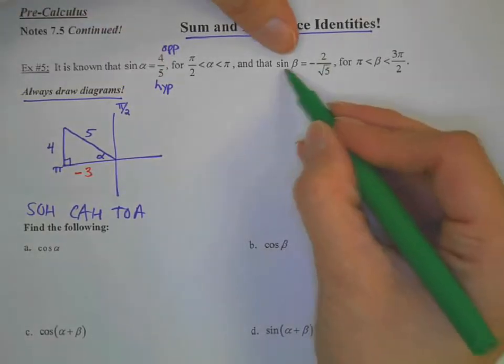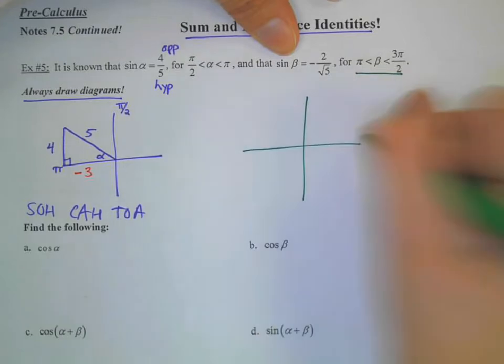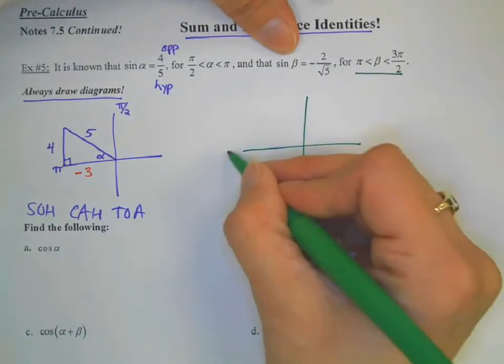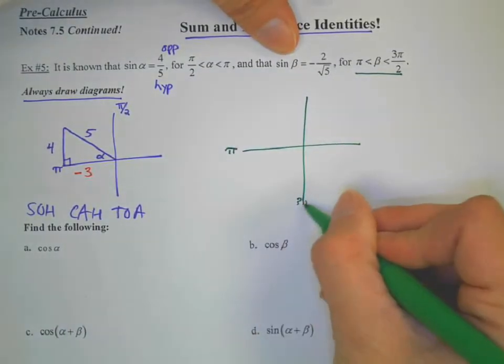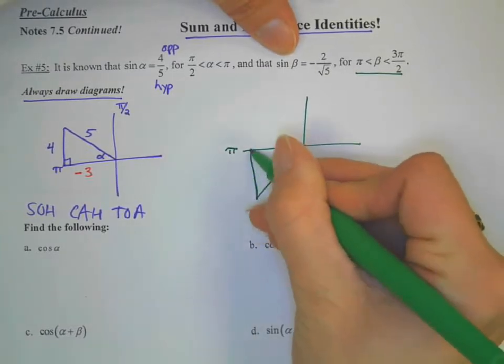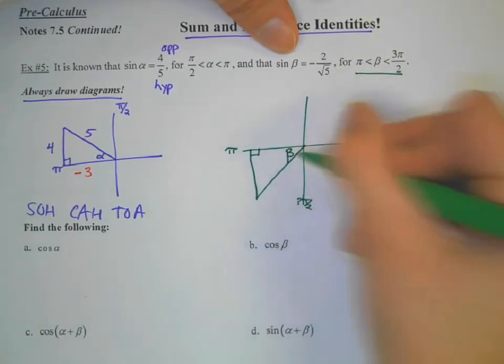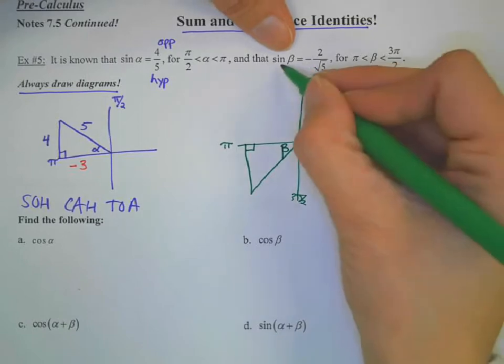Let's draw a picture for beta. Beta is in which quadrant, class? That's right. Pi and 3 pi over 2 is right here, so draw your picture in quadrant 3. That's how you draw a right triangle. This is the beta picture, so make sure you put a beta there.